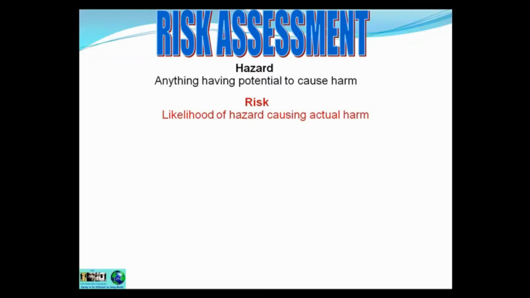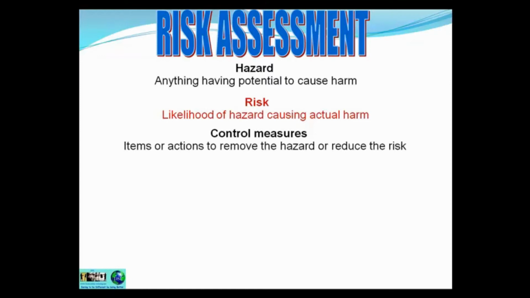It's the risk that causes concern. In other words, the risk is the likelihood of hazards causing actual harm. So that's another definition to remember. And the last definition is control measures. These are items or actions to remove the hazard or reduce the risk.